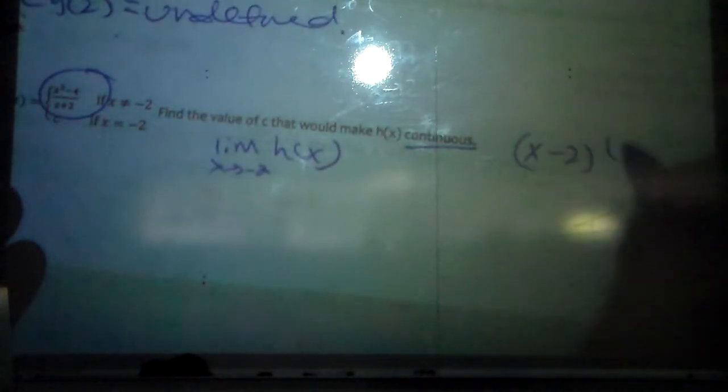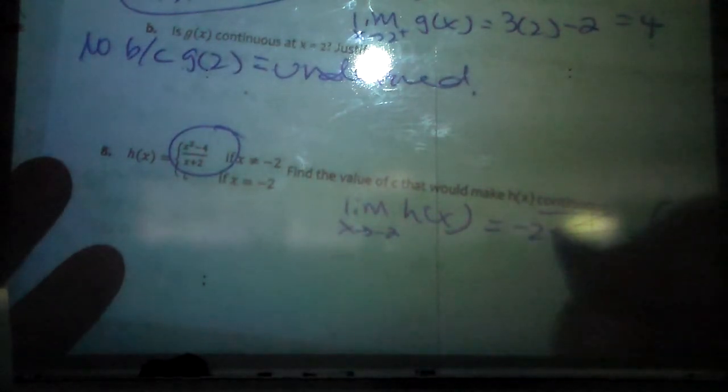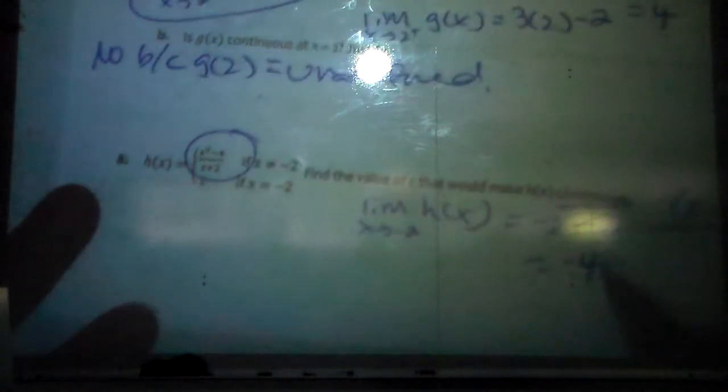So I'm going to take my x squared minus 4, which is x minus 2 times x plus 2, over x plus 2. That crosses off. This is just x minus 2, and we're plugging in negative 2, so negative 2 minus 2, which is negative 4. So this is my limit.